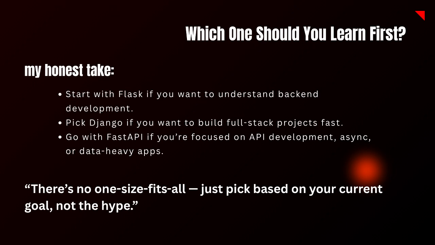So pick Flask if you're just starting out and want to learn the fundamentals. Yes, like HTTP routing and views, it will help you. Then go with Django if you've got a project idea and you want to build a full website fast with everything included. Now, lastly, choose FastAPI if your focus is APIs, performance, or anything async, especially if you're working with AI or ML tools.